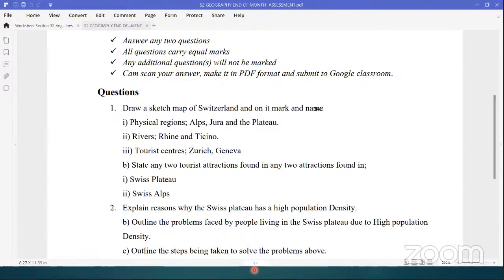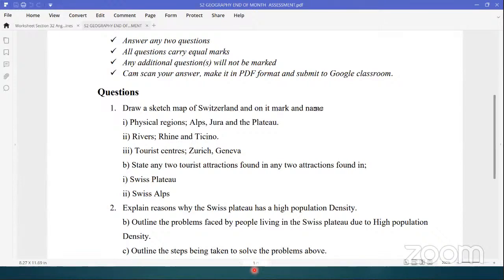So members, we were on number 2 and we were looking at the reasons as to why the Swiss Plateau has a high population density. And we had talked of fertile soils, favorable climate. What else do you think makes the Swiss Plateau have a high population? Yes, Sulaina.